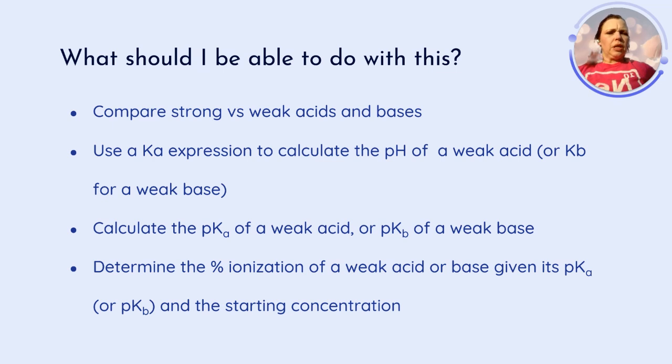Use a Ka expression to calculate the pH of a weak acid, or a Kb for a weak base. Calculate the pKa of a weak acid or the pKb of a weak base, and then determine the percent ionization of a weak acid or base given its pKa or pKb and the starting concentration, or also if you're given the pH. And that is it for this one.